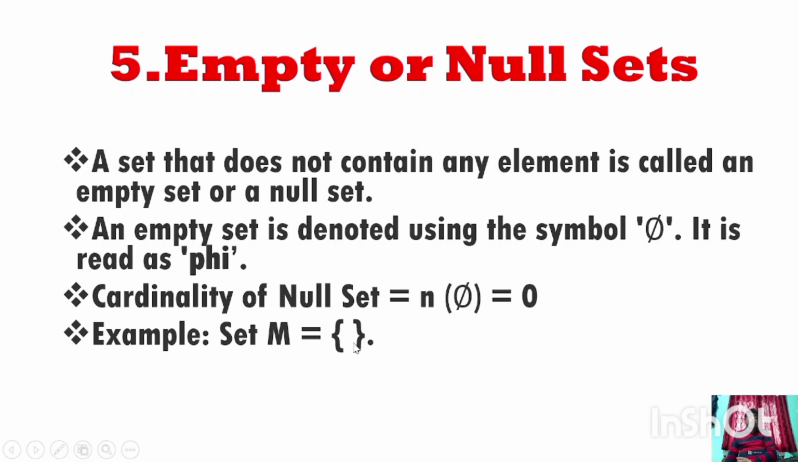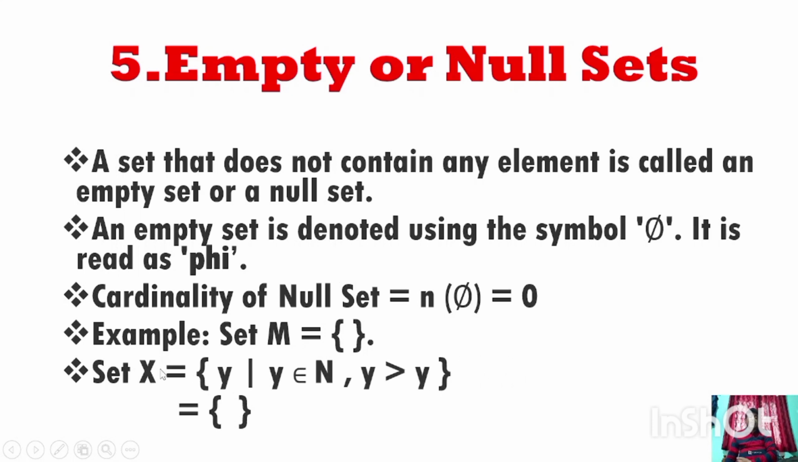And you can write the set M is equal to phi, which is a null set. The set X = {Y : Y belongs to N, Y is greater than Y}. Is it possible for a natural number to be greater than itself? It is never possible. It means the set X does not have any element, so this is an example of a null set, the phi set.